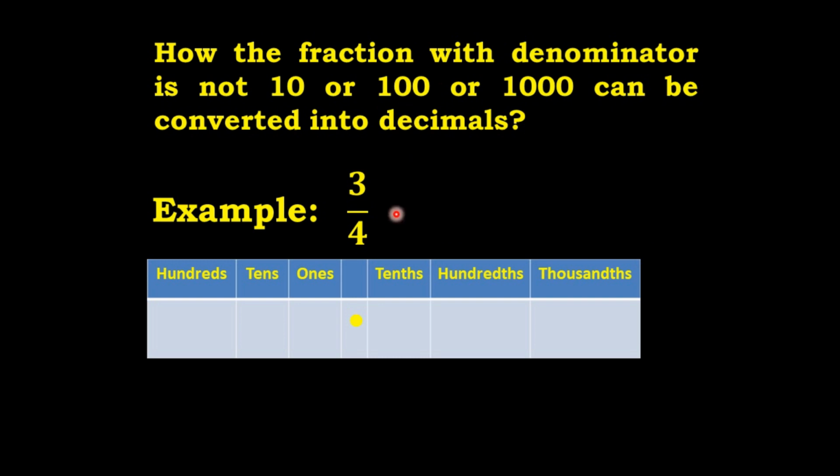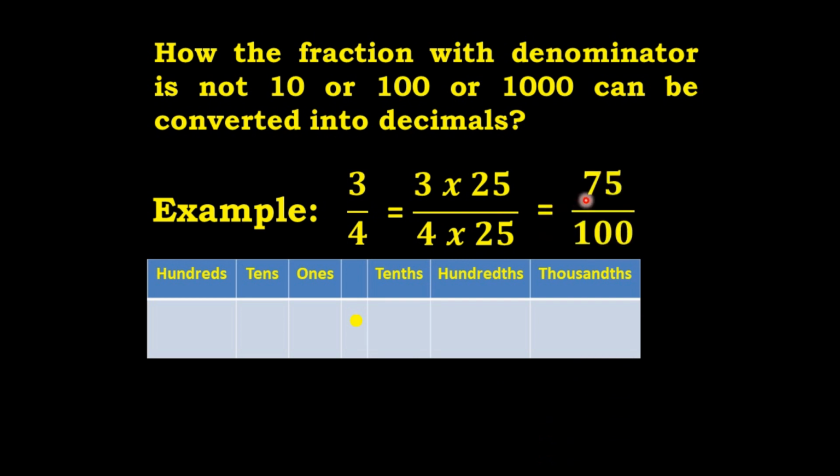And then, after knowing that number, we will multiply both numerator and the denominator by that number. Okay, so this is it. 3 times 25 and 4 times 25. So after multiplying, the result is 75 over 100. Okay, and we can read also this one as 75 hundredths.